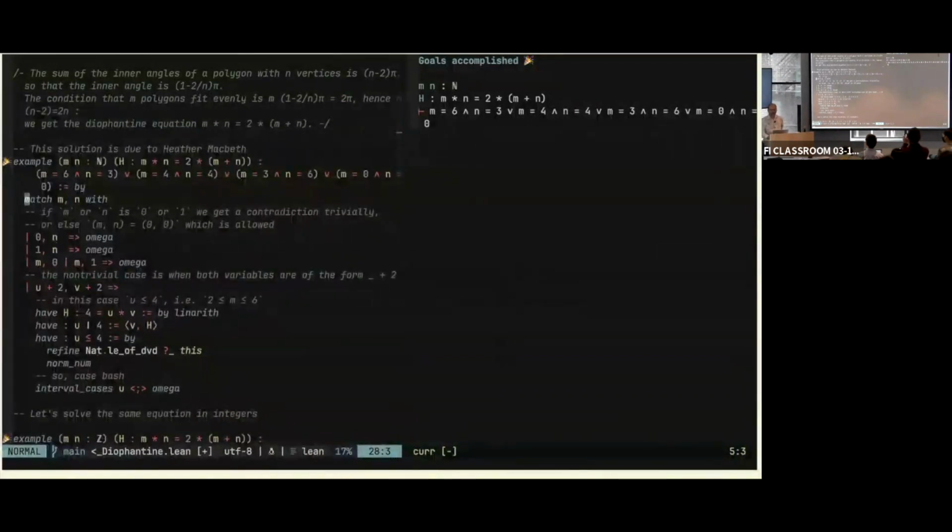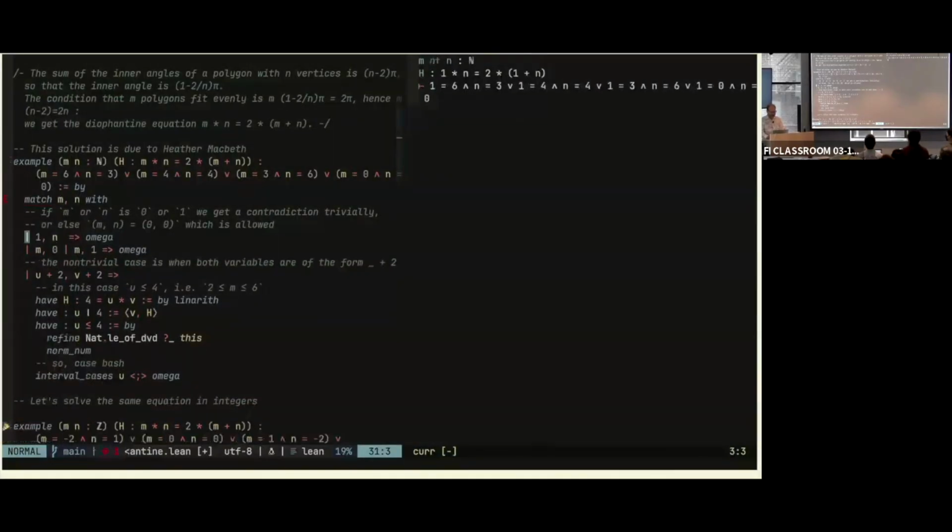Does Lean check that the cases you have are exhaustive, like will it throw an error? Yep. Try to delete the first case. Yep. No, that one. So here was the error message. There are missing cases.